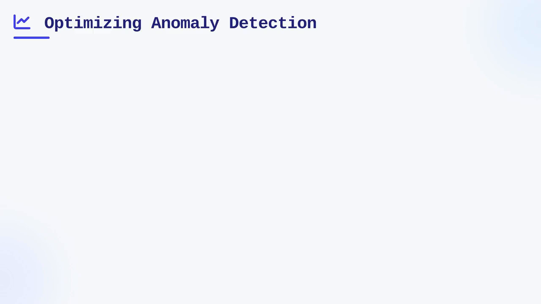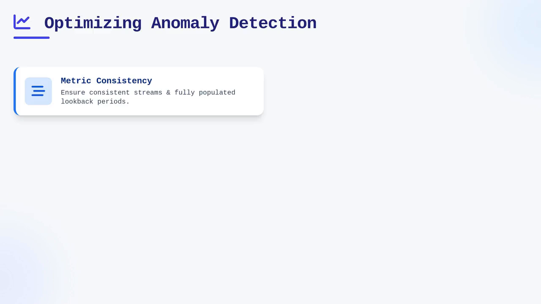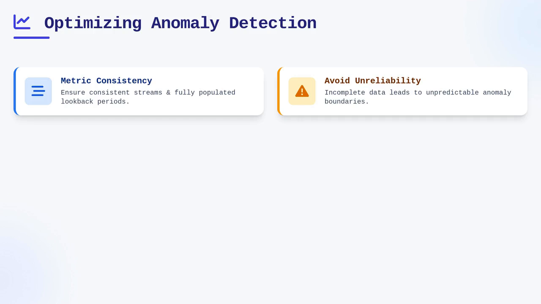As you work through your configurations, always ensure that your metric streams are consistent and that your lookback period is sufficiently populated with data. A detector attempting to calculate a baseline from incomplete or intermittent data will produce unreliable anomaly boundaries, leading to unpredictable alerting outcomes. Maintain a clear understanding of the difference between an outlier that indicates a systemic failure and a recurring peak that represents successful, intended operational throughput.